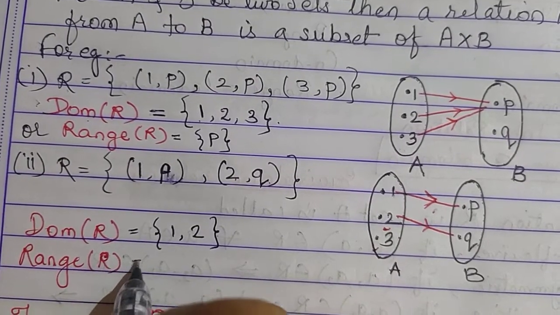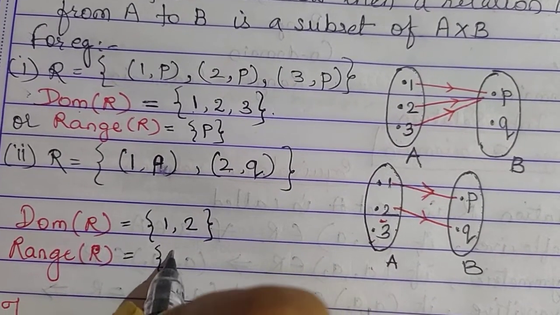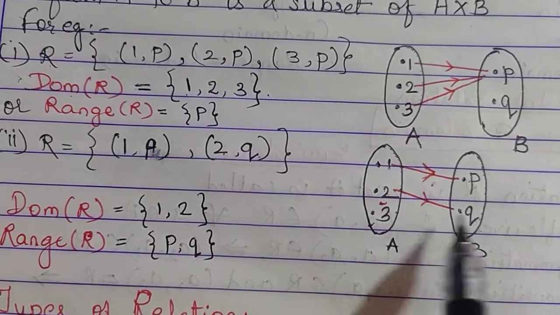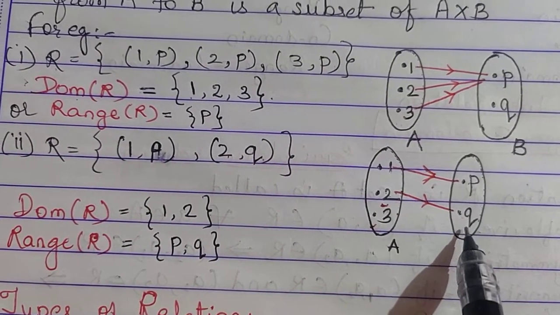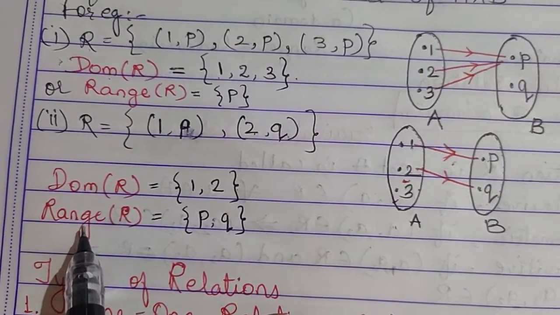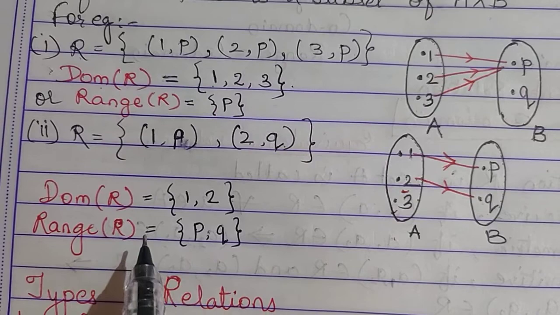And what is the range? Here the range is P and Q, and domain is also P and Q, so here we can say that the domain is equal to range. Okay, so this is the simple concept of relation.